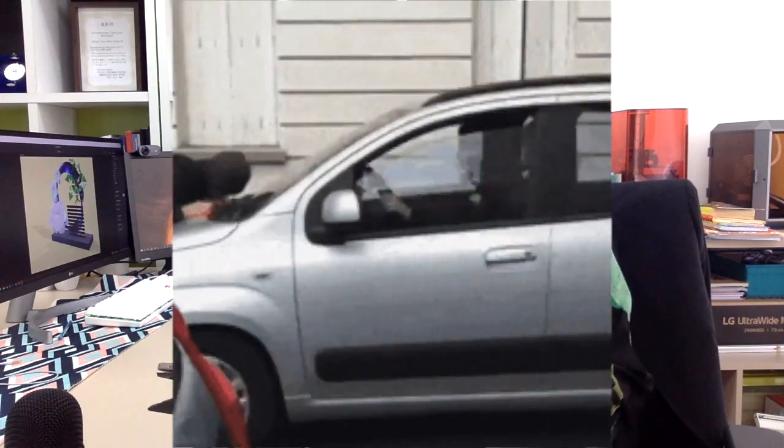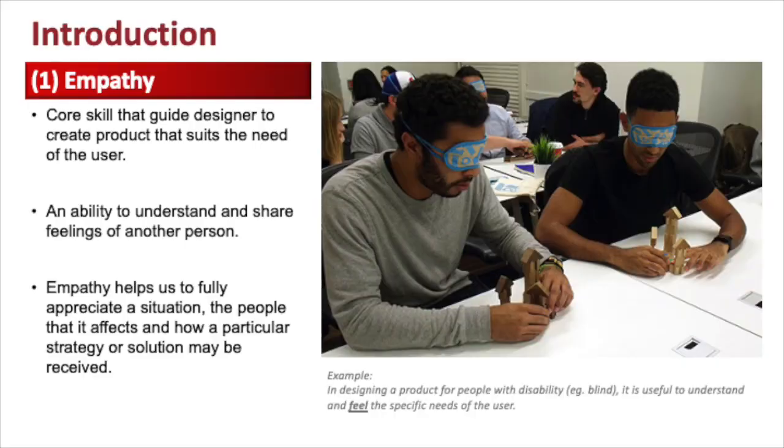By empathizing with the potential user, you have the ability to understand and share their feelings, and at the same time you may gather hidden needs which the user really needs. Empathy helps you to fully appreciate a situation. It helps you to see how people are affected by that situation, and when you understand their issue, only then can you propose a strategy or solution to solve their problem.